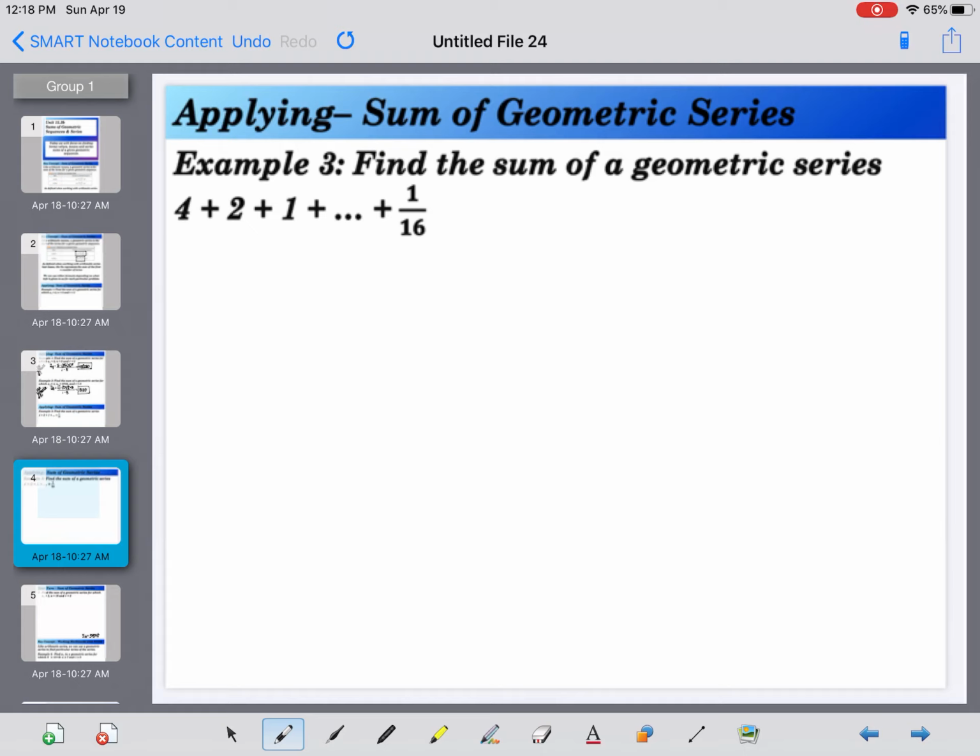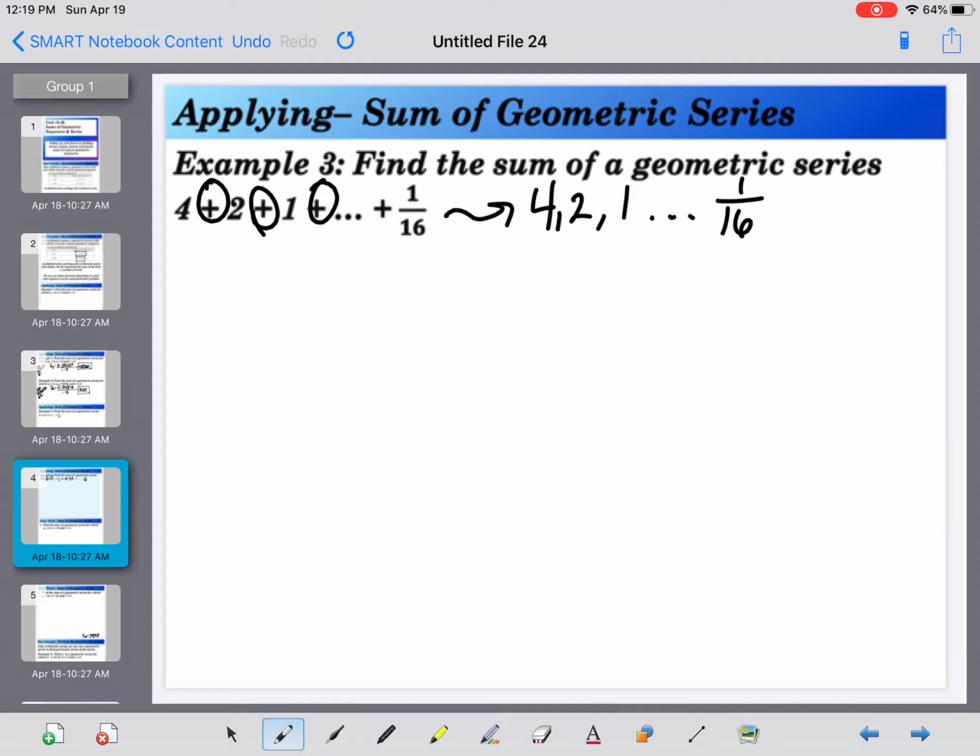Okay, our next example. If you remember back to arithmetic sums, when there's the plus in between, that's just telling you that you want to add these up. And the dot, dot, dot, we don't know how many terms are in between 1 and 1/16. There could be 1 term, there could be 10 terms, there could be 25 terms. So what formula are we going to use given the information that we know?